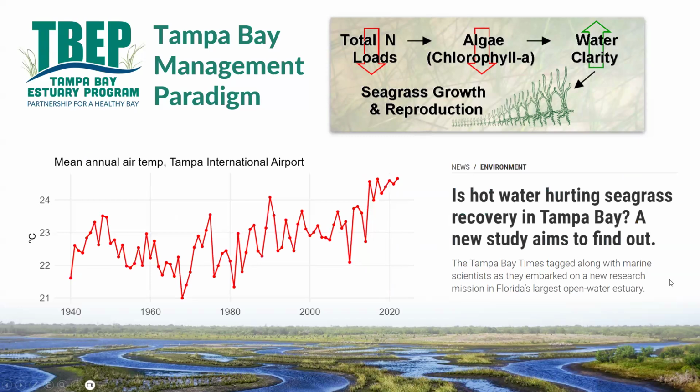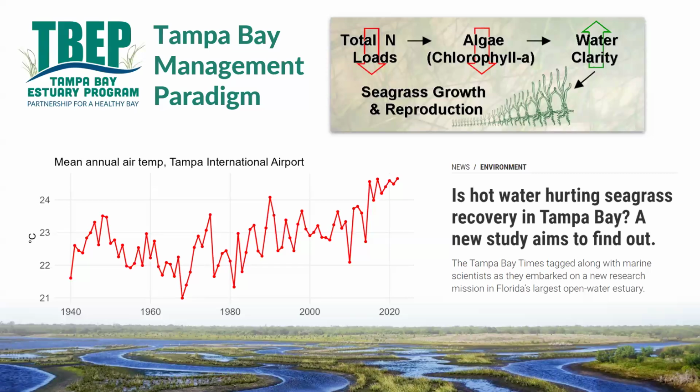So, of course, the question is, what has been the role of climate change? Recently, in the last couple of years, specifically, we've had very, very hot years, and there have been a lot of questions around how climate change has been influencing seagrass resources in Tampa Bay.